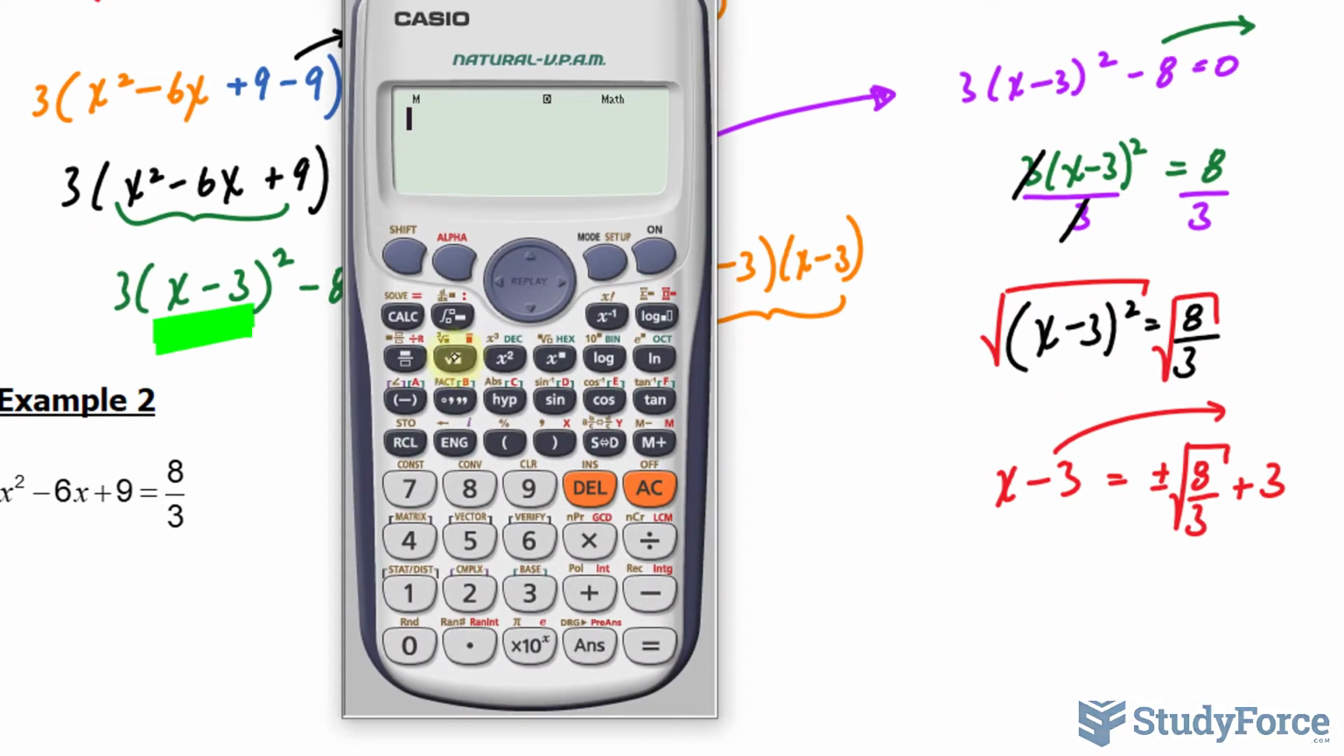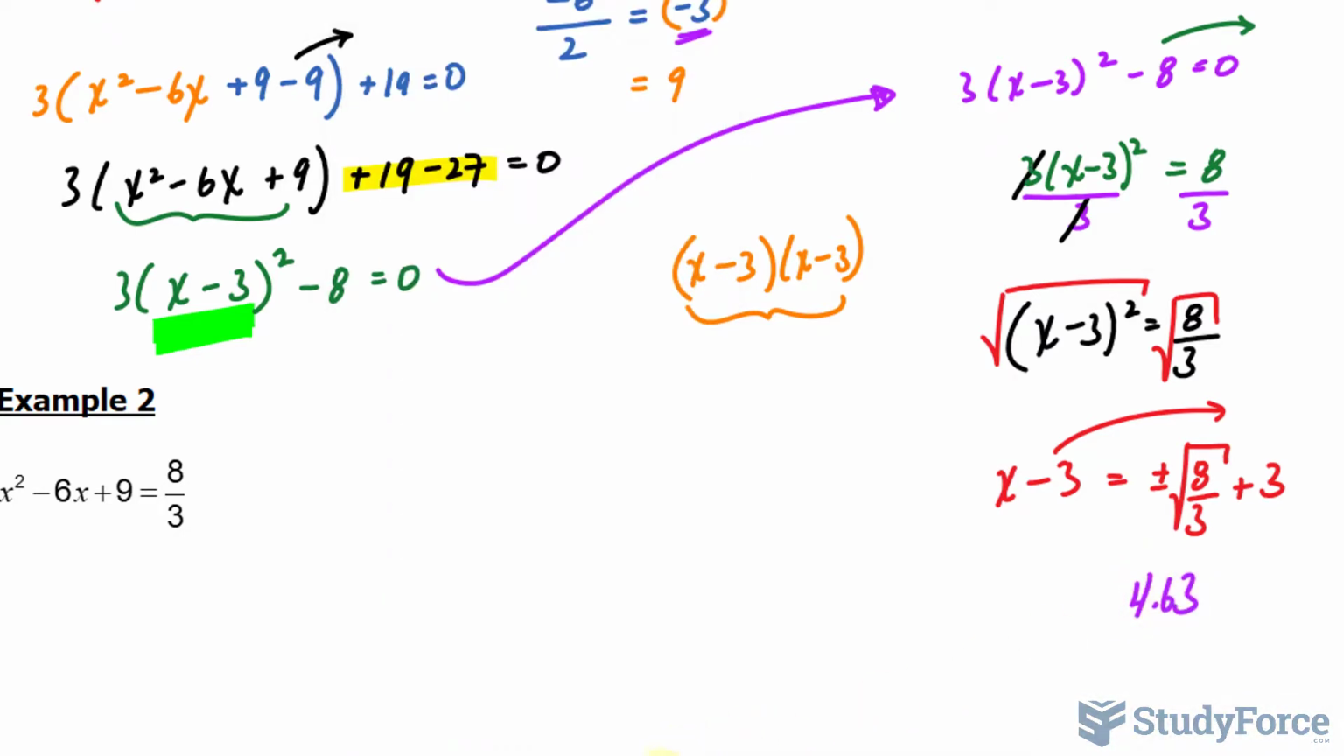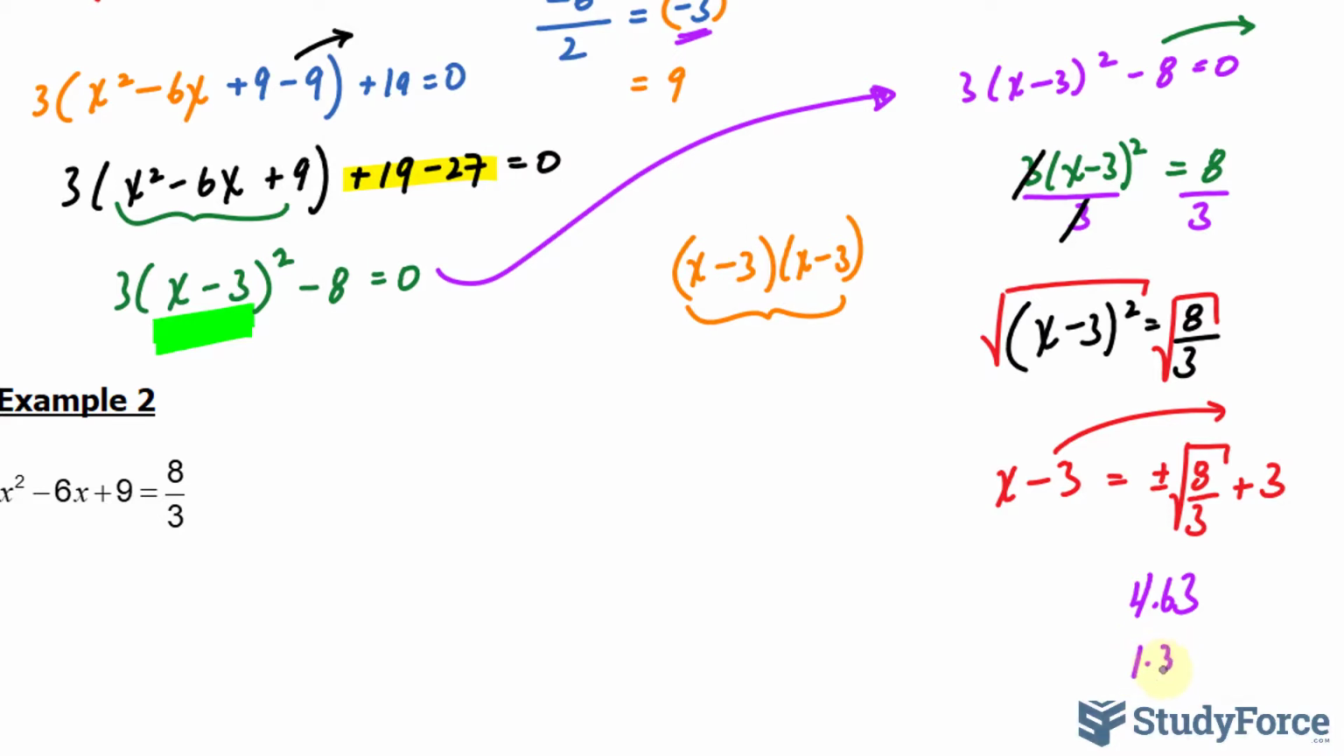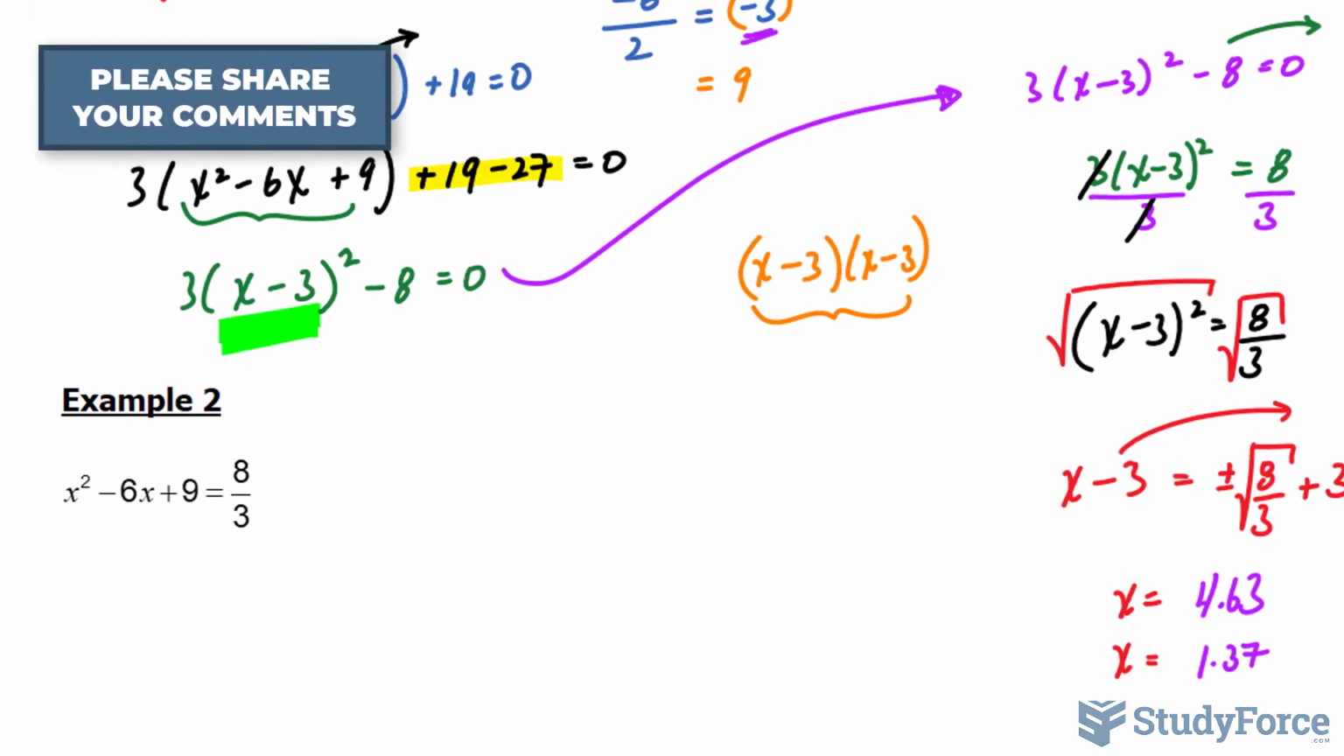Okay, let's use our calculator. The square root of 8 over 3, remember that's the positive version, plus 3, that's our first root, 4.63. Let's do this again for the negative version. So I'll write down negative square root of 8 over 3 plus 3. My calculator gives me 1.367. So 1.37 if we round up. So my two solutions are x is equal to 4.63 and x is equal to 1.37. And there you have it.